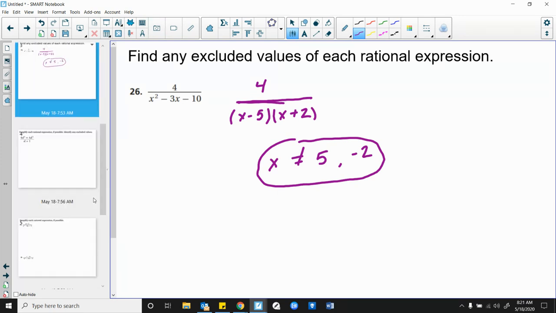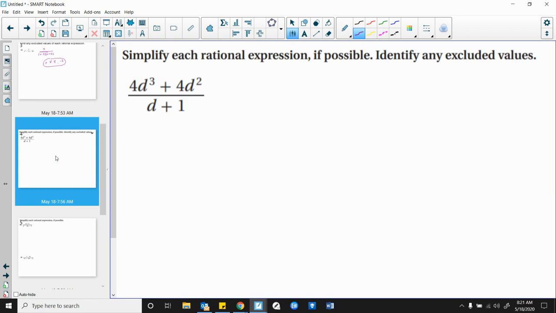Moving on now. Simplify each rational expression. If possible, identify any excluded values. Okay, so here we want to do some simplifying first. If you remember, I stressed simplifying first.